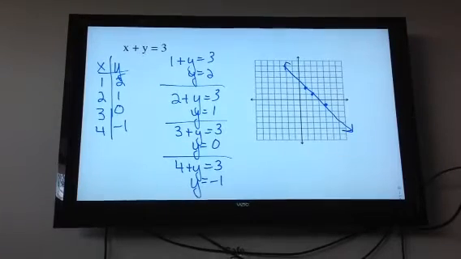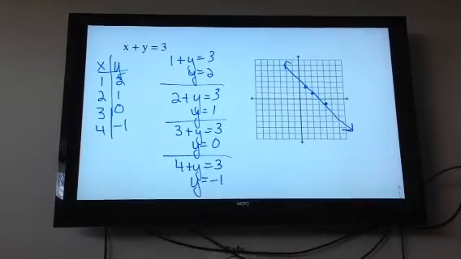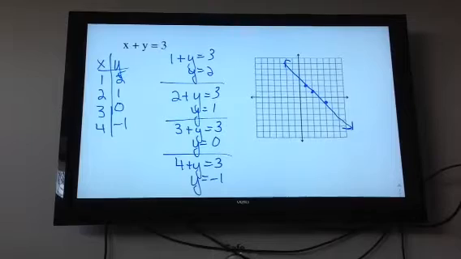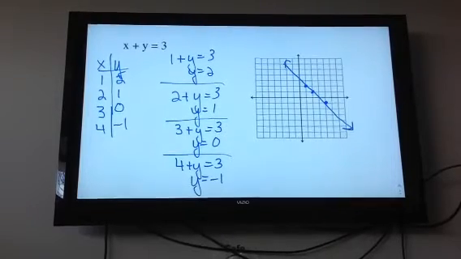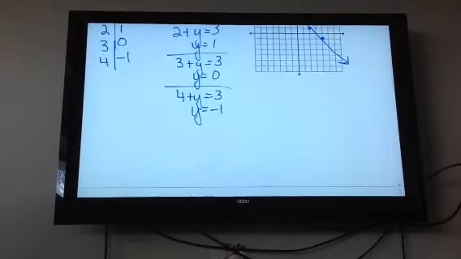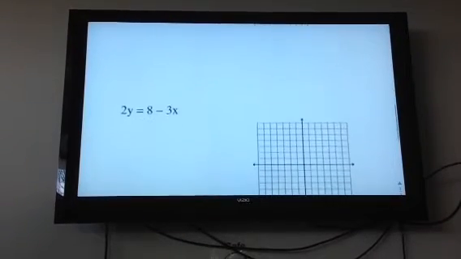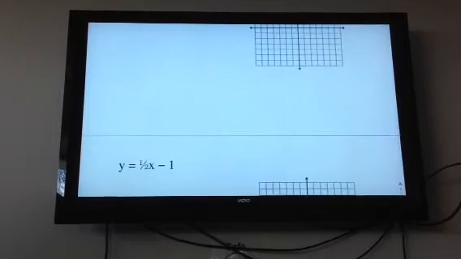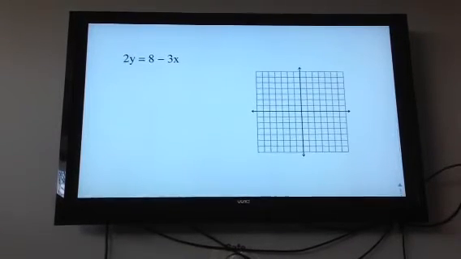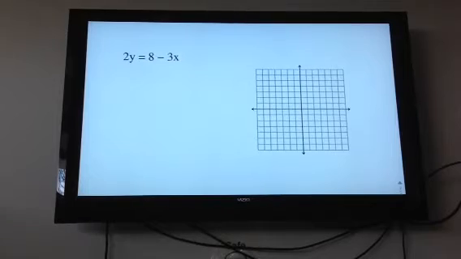So again, basically you're doing what you do with interceptions, but instead of plugging zeros, you're plugging other numbers. I'm not going to go through all these examples. Let's skip that one and go to this one. I want my fraction one. Okay, so let's go to my 2y equals 8 minus 3x.